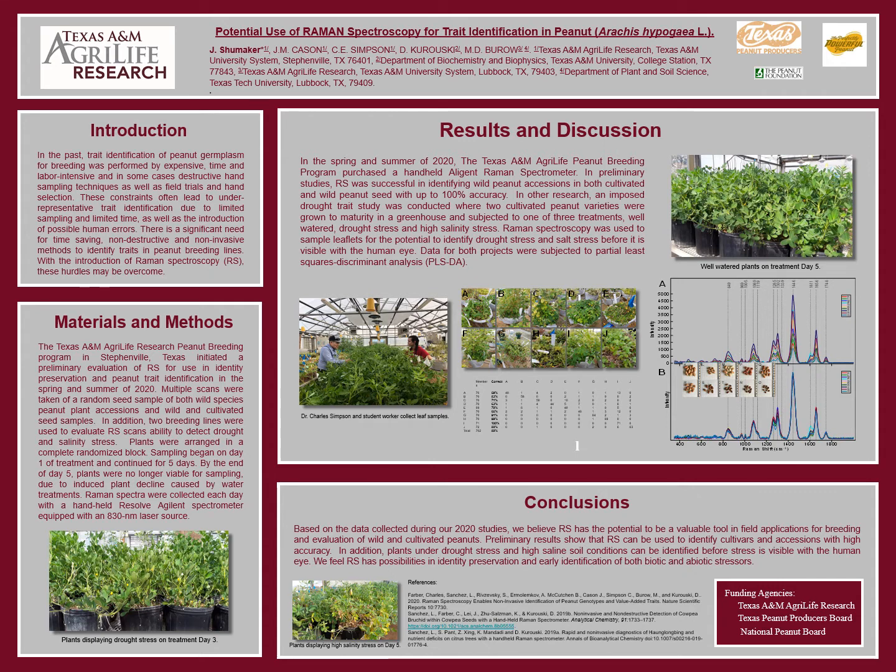in some cases destructive, hand sampling techniques, as well as traditional field trials and hand selections. These constraints often lead to underrepresentative trait identification due to limited sampling and limited time, as well as the introduction of possible human errors. There's a significant need for time-saving, non-destructive, and non-invasive methods to identify traits in peanut breeding lines. With the introduction of Raman spectroscopy, these hurdles may be overcome.